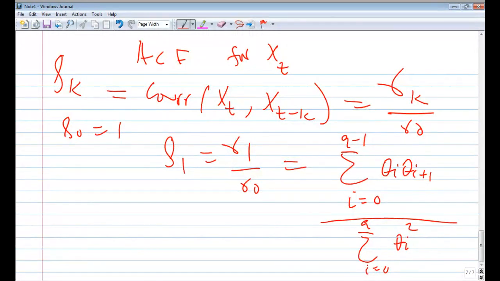Then you continue and find rho 2. Rho 2 is equal to gamma 2 over gamma 0, yes. Rho 2 is equal to gamma 2 over gamma 0. Can I go to the next page?